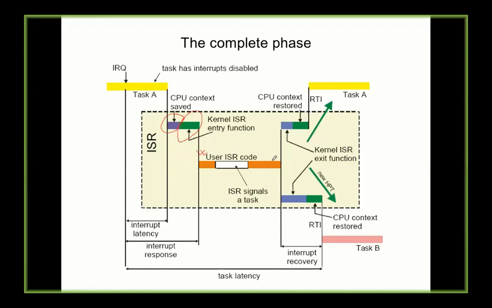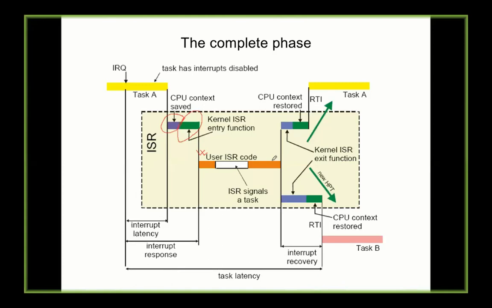So interrupt response is the one which describes the response time of an application. So we can formulate it, if you want to take it down: interrupt response is equal to interrupt latency plus the CPU context save time plus the kernel ISR entry function time. Now the user ISR code is the response execution time. So it's like ISR processing time. So if somebody is saying ISR processing in general, it is referring to the user-specific ISR.